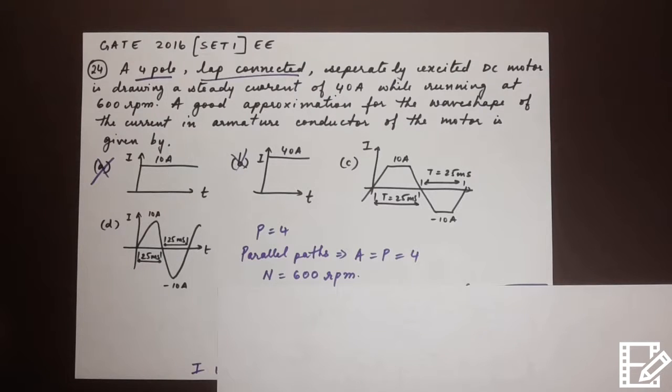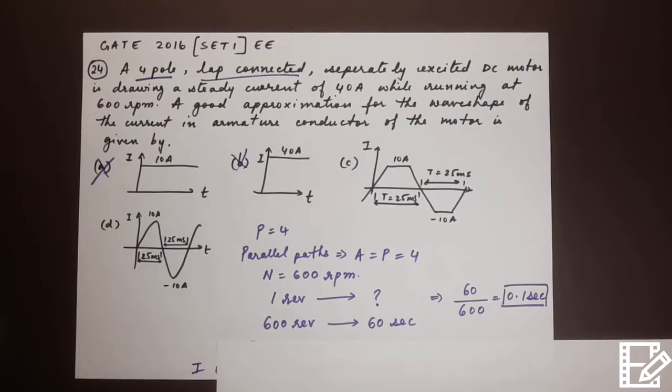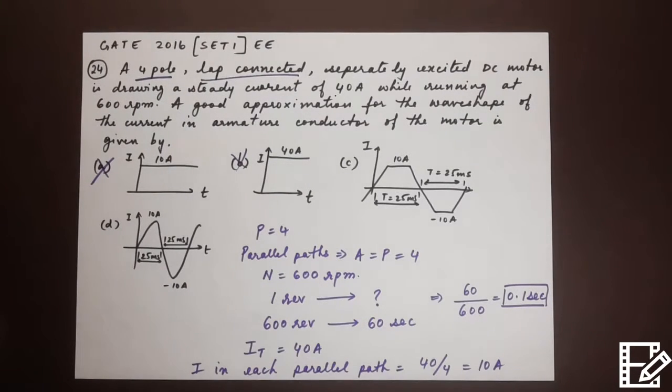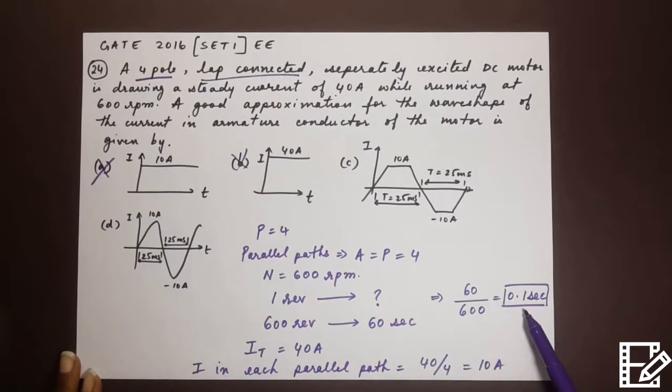Now let me tell you how to determine the time period. There are actually 2 ways by which we can find out the time period of a waveform. Before we go into that, let's find out the time taken to complete 1 revolution. It is given that the speed is 600 rpm. For 600 revolutions it is 1 minute, so 60 seconds. So 1 revolution would give us a ratio of 60 by 600, which is 0.1 second, which means that for every 1 revolution it takes 0.1 seconds.